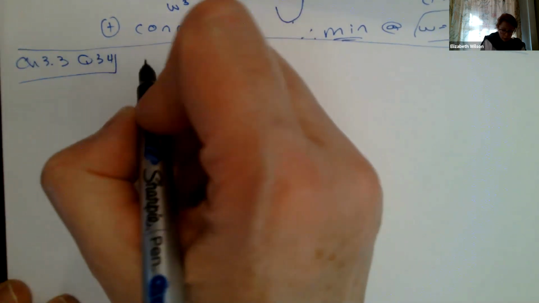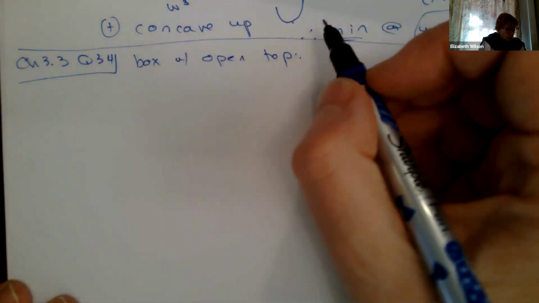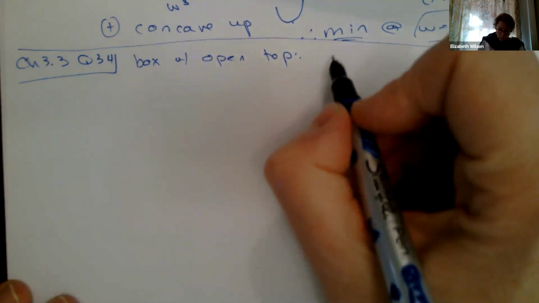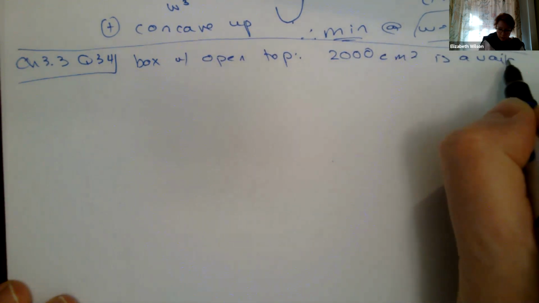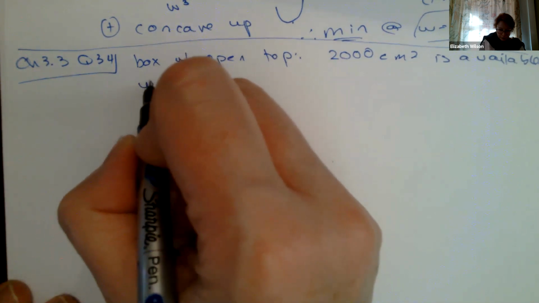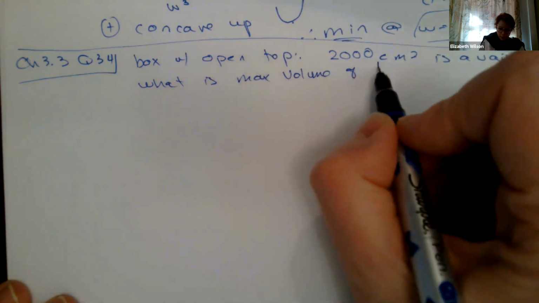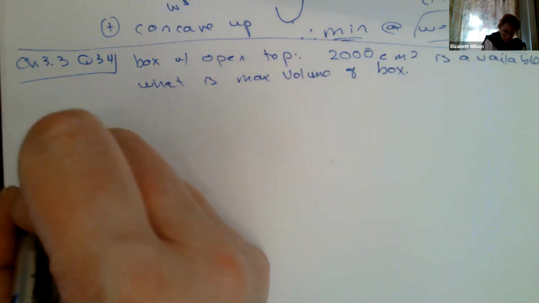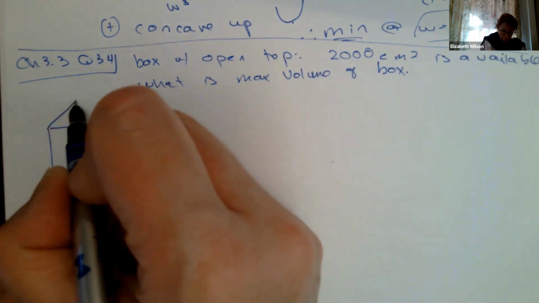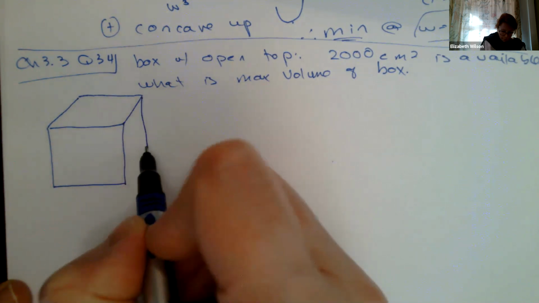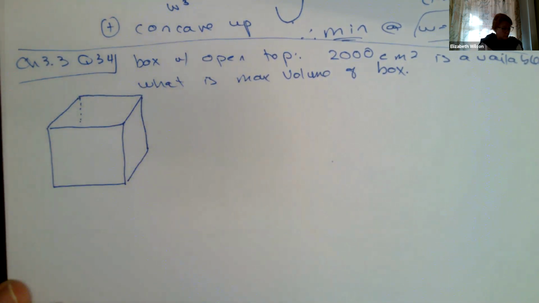Okay, so we have a box with an open top. And we're told that we have 2,000 square centimeters available. What is the max volume of the box? All right, so let's draw out what we have. And we're told this is an open top, so I'm going to draw it like that. Right, so this is our box with an open top.